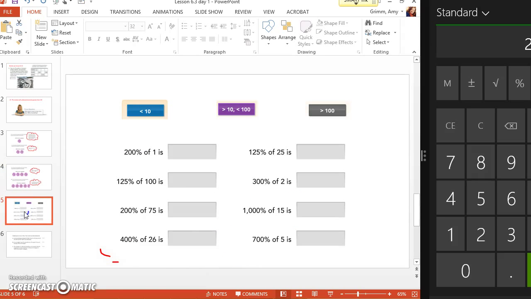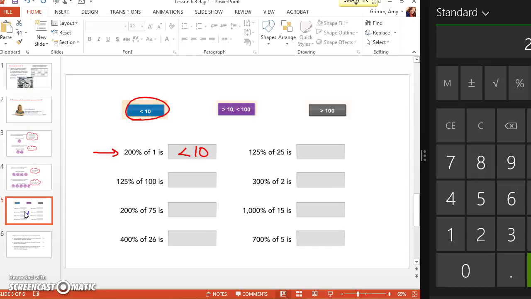All right, so let's figure out some of these that are greater than and less than. Let's see what we can figure out. Let's start with the ones we just went over. All right, so 200% of 1. What would that be? 200%. What's 100% of 1? 1. So what's 200% of 1? 2, right? Okay, just like the bugs. So which of these, if the answer is 2, is going to be less than 10?